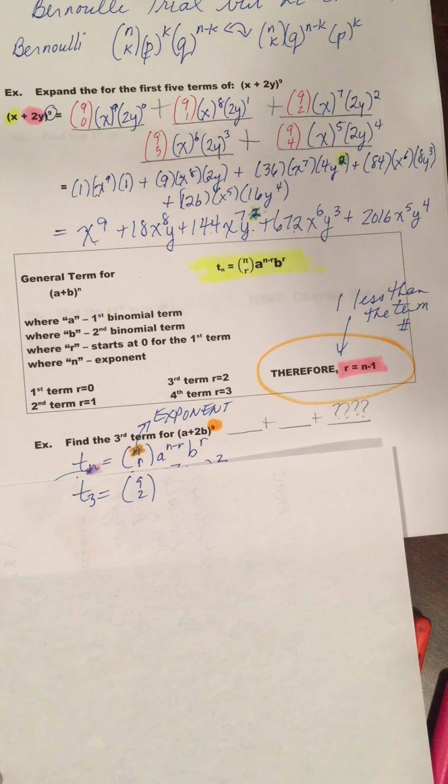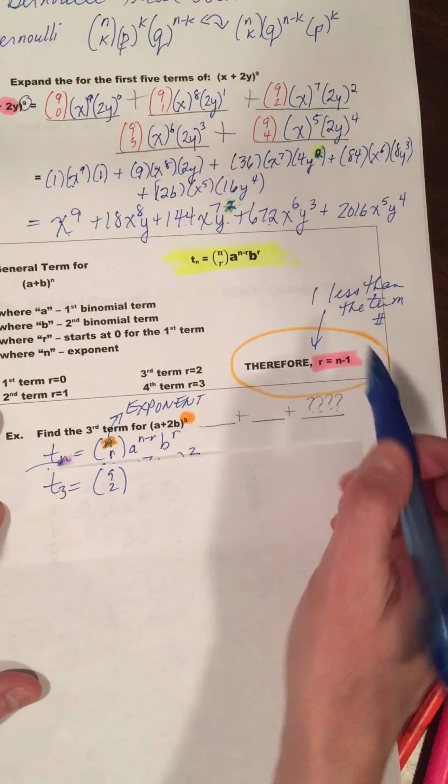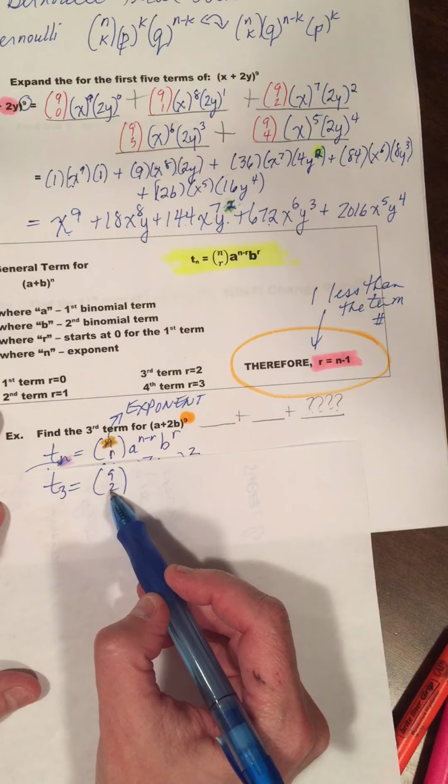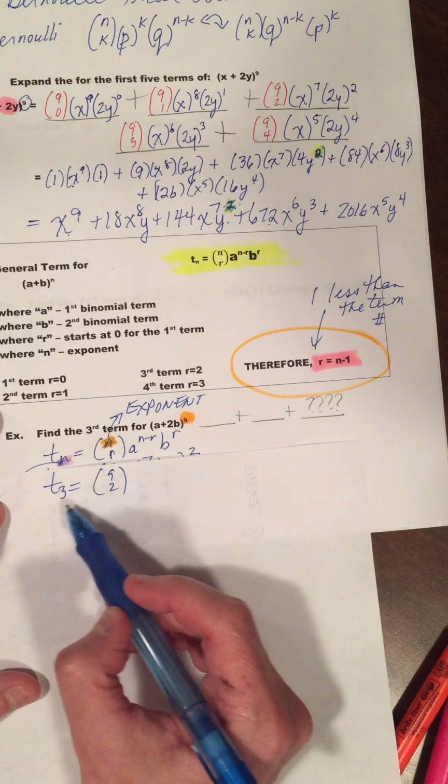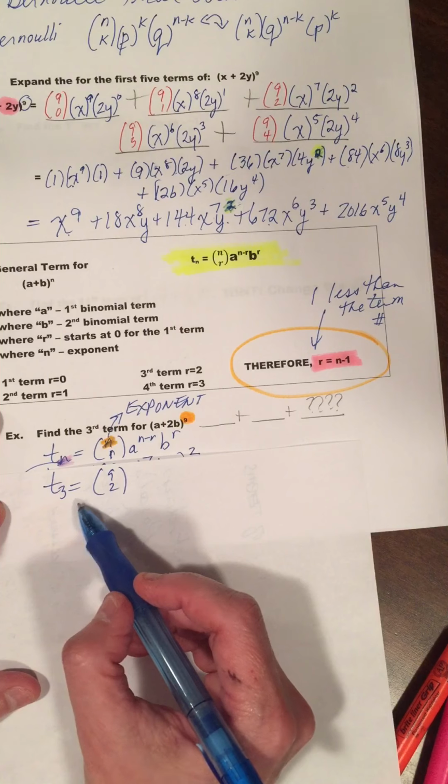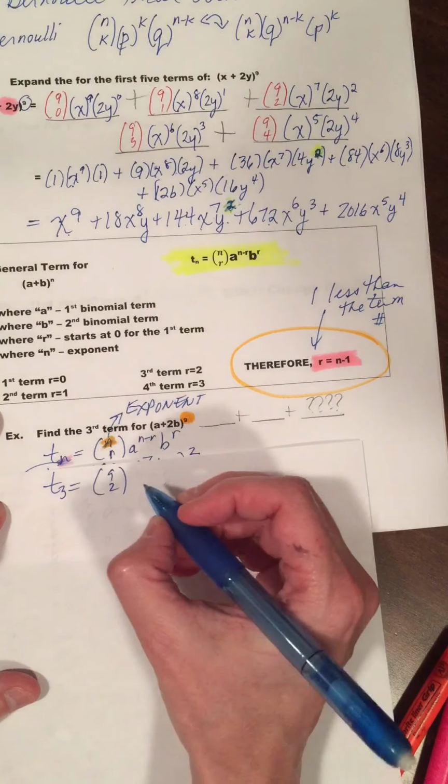Sorry about that, guys. Let's go through this one more time. So your r value is always going to be 1 less than your term number. So combination of 9 choose 2.